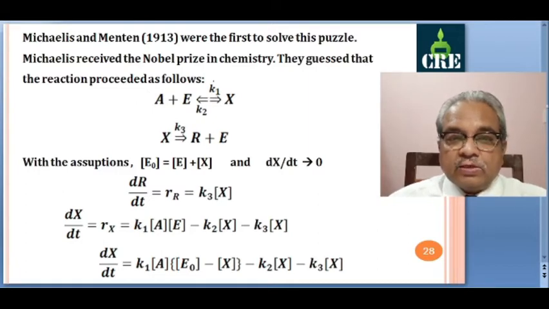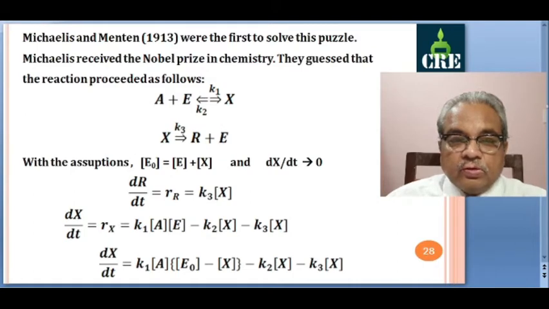They guessed that the reaction proceeds as follows: A plus E, reactant A, the substrate, in presence of enzyme, gives some complex X. I am not using a star here because it is the problem from the book; they have not used the star. You can use a star also to distinguish between the intermediate or complex and other reactants and products. So A plus E giving you X reversibly with rate constants K1 and K2. This is an irreversible reaction: X is giving you R plus E.